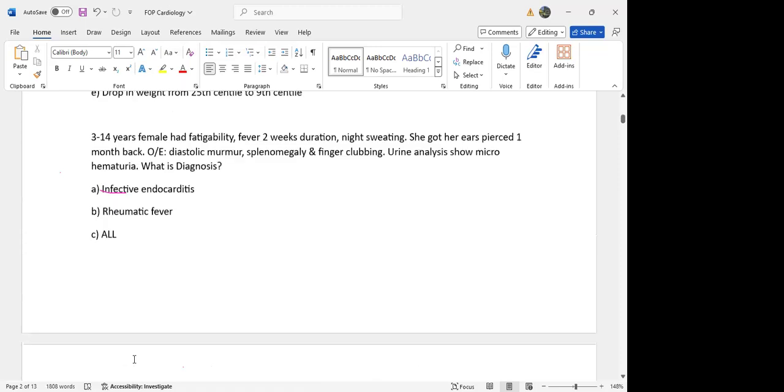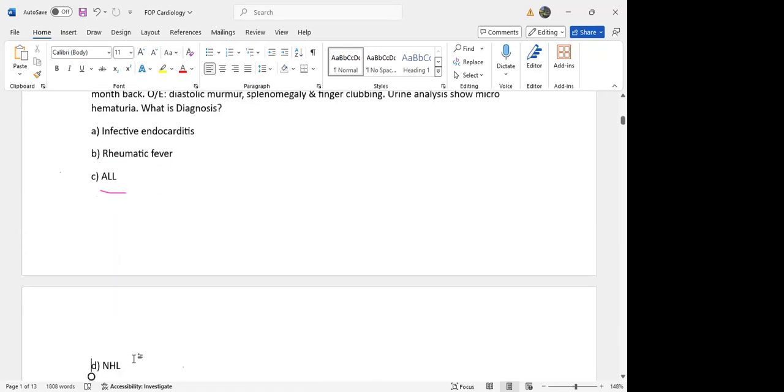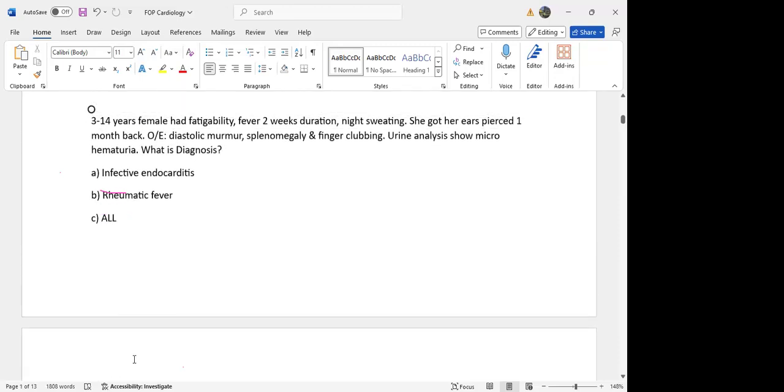Next question is again, this is a 14-year-old with fatigability and a 2-week fever duration. So the prolonged fever is there with fatigability, night sweats. She got her ear pierced 1 month back. On examination, you have a diastolic murmur, splenomegaly, finger clubbing, and urine analysis shows microhematuria. So what is the diagnosis over here?